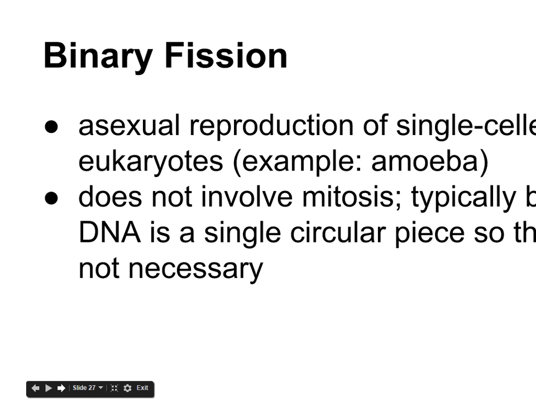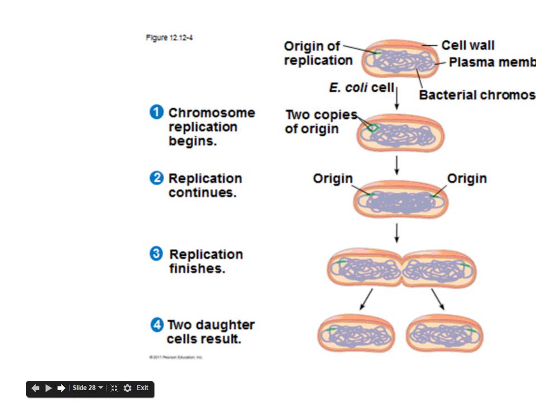Typically, bacterial DNA is a single circular piece, so this step is not necessary, as well as amoebas. They just don't have enough DNA, and so they don't go through the whole chromosome splitting process. And this just shows a picture of bacteria doing some binary fission.